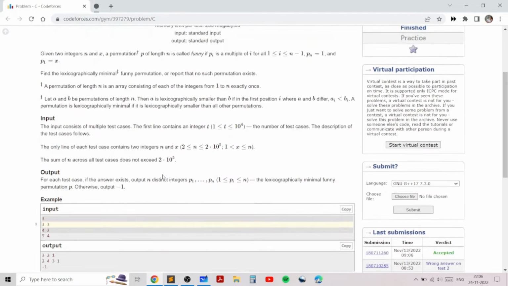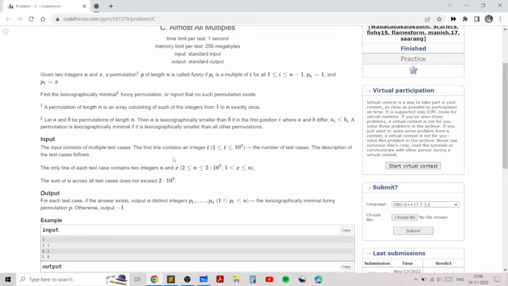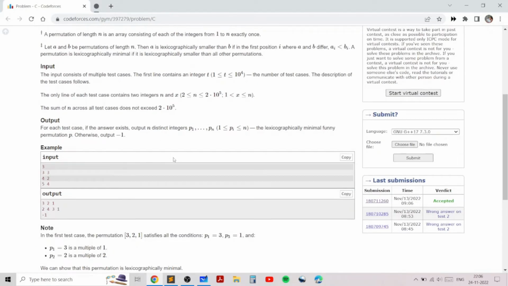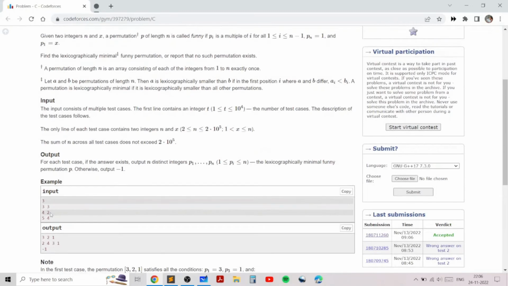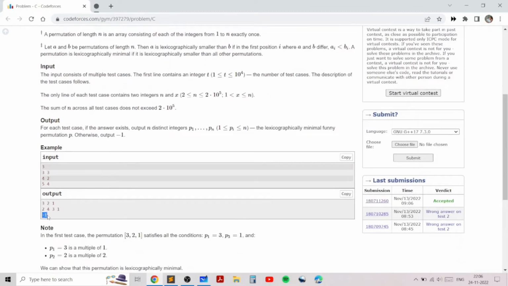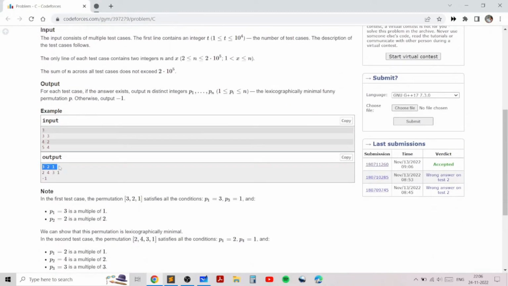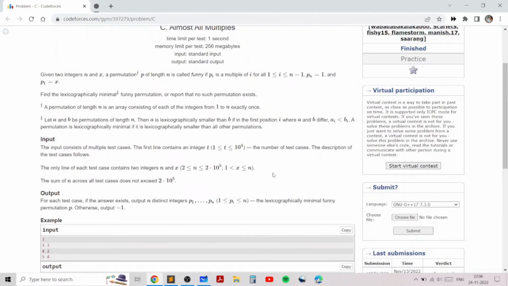Note that we need to find the minimum array among all possible arrays. So if there's only one array, obviously we'll just print the single array, which is the case in the first two examples. And if there are no arrays, we'll print minus 1. That's why the output is minus 1 for the last example, and the output is the single such array for these two examples. However, there can be other examples where there is more than one possible permutation which you can print, and let me show you an example of that.